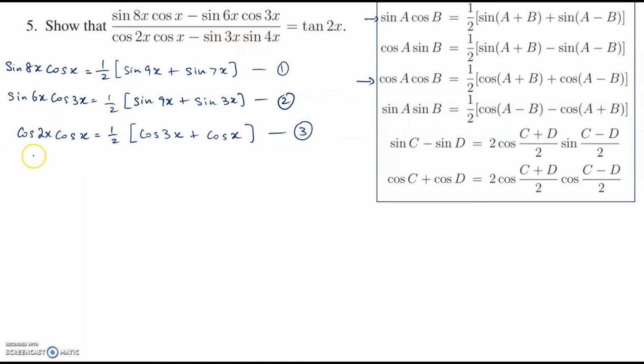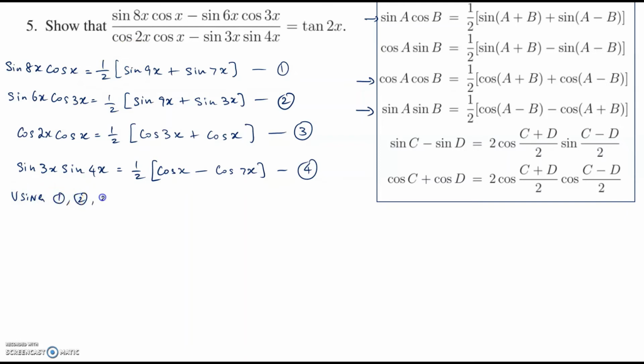Then the last term, which is sine 3x sine 4x, and that's equal to half of, let's use this formula here, cos (a minus b), taking our a as 4x and b as 3x, a minus b will be cos x, then minus cos of (a plus b), so that will be cos 7x. Let this be 4.